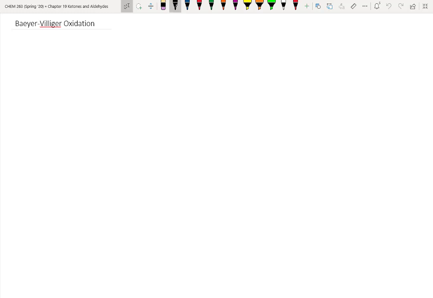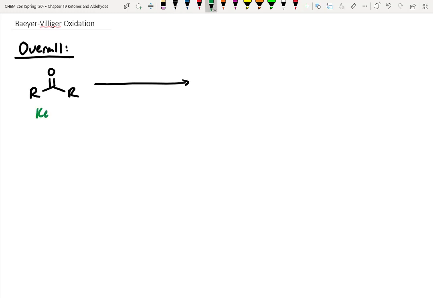All right, the last reaction we're going to cover in the aldehyde and ketone chapter is all about the Baeyer-Villiger oxidation. So let's take a look at the overall reaction when we're performing a Baeyer-Villiger oxidation, and then we'll take a look more closely at the mechanism. So this works on either ketones or aldehydes. I have an example ketone shown here, but I just want to write down ketone or aldehyde.